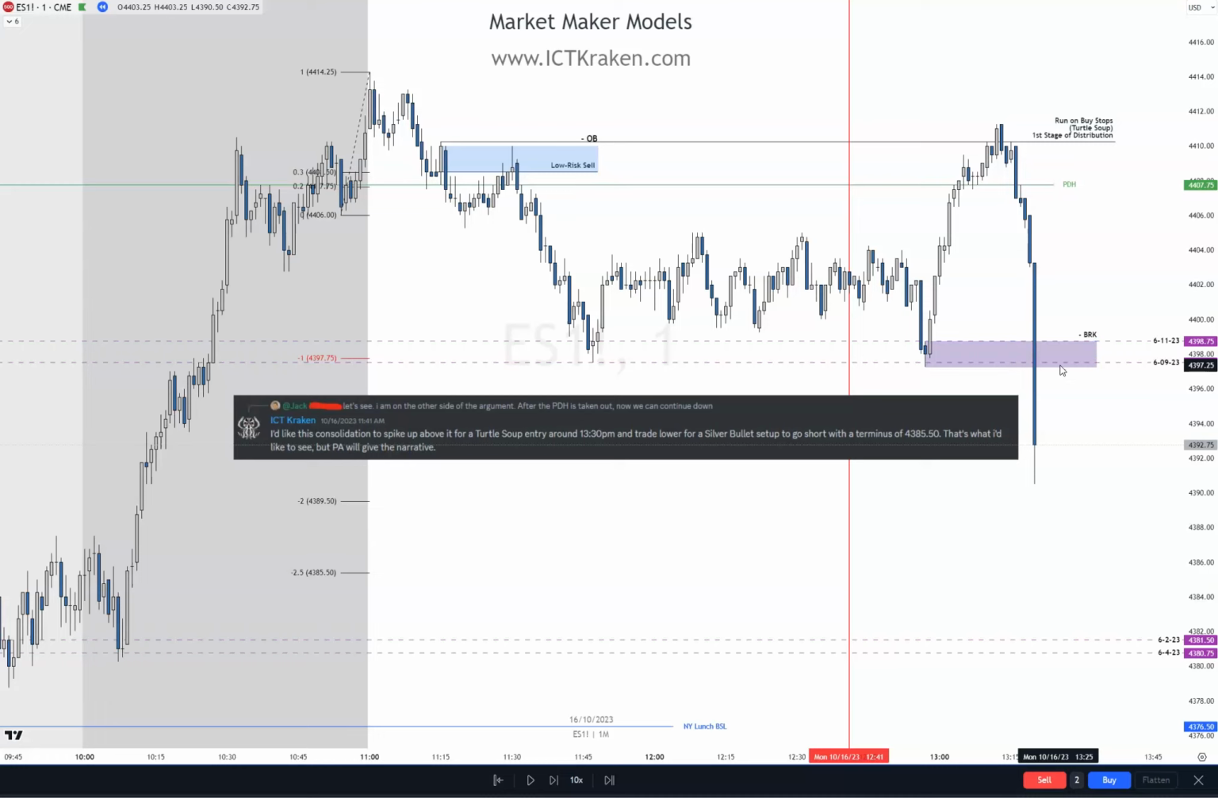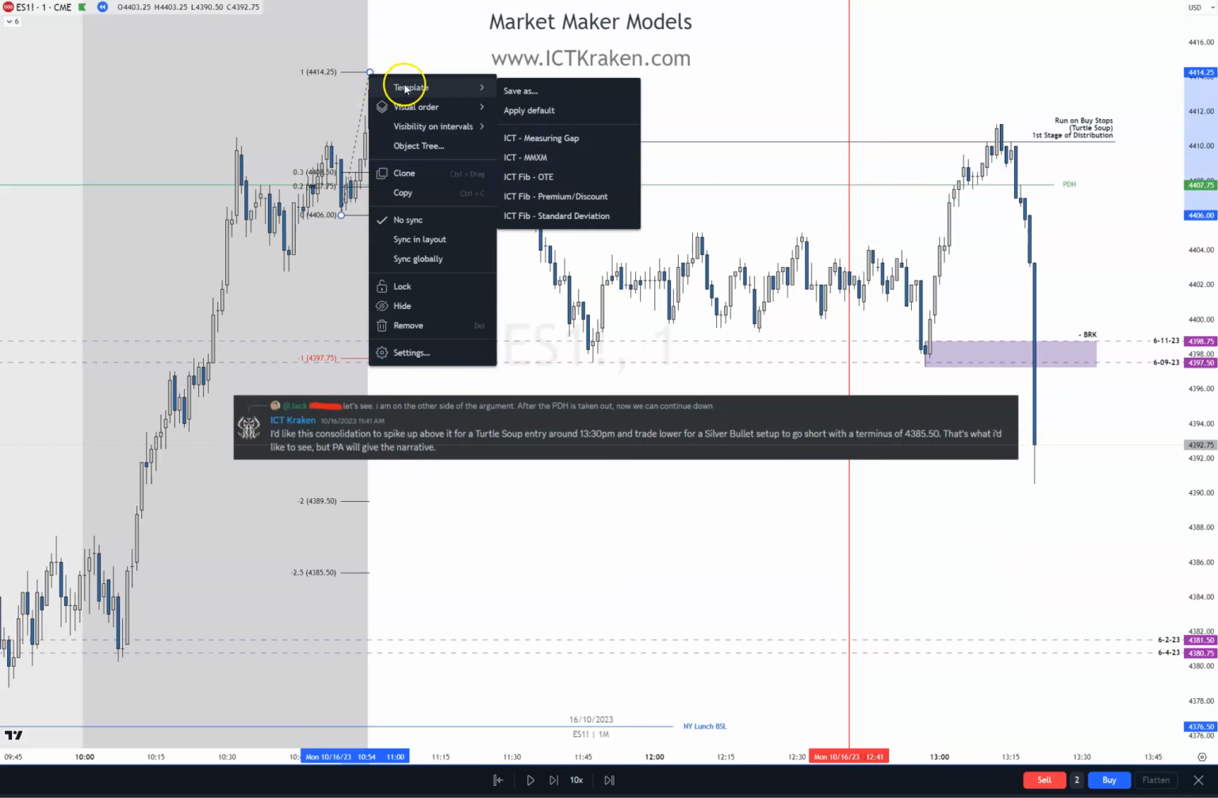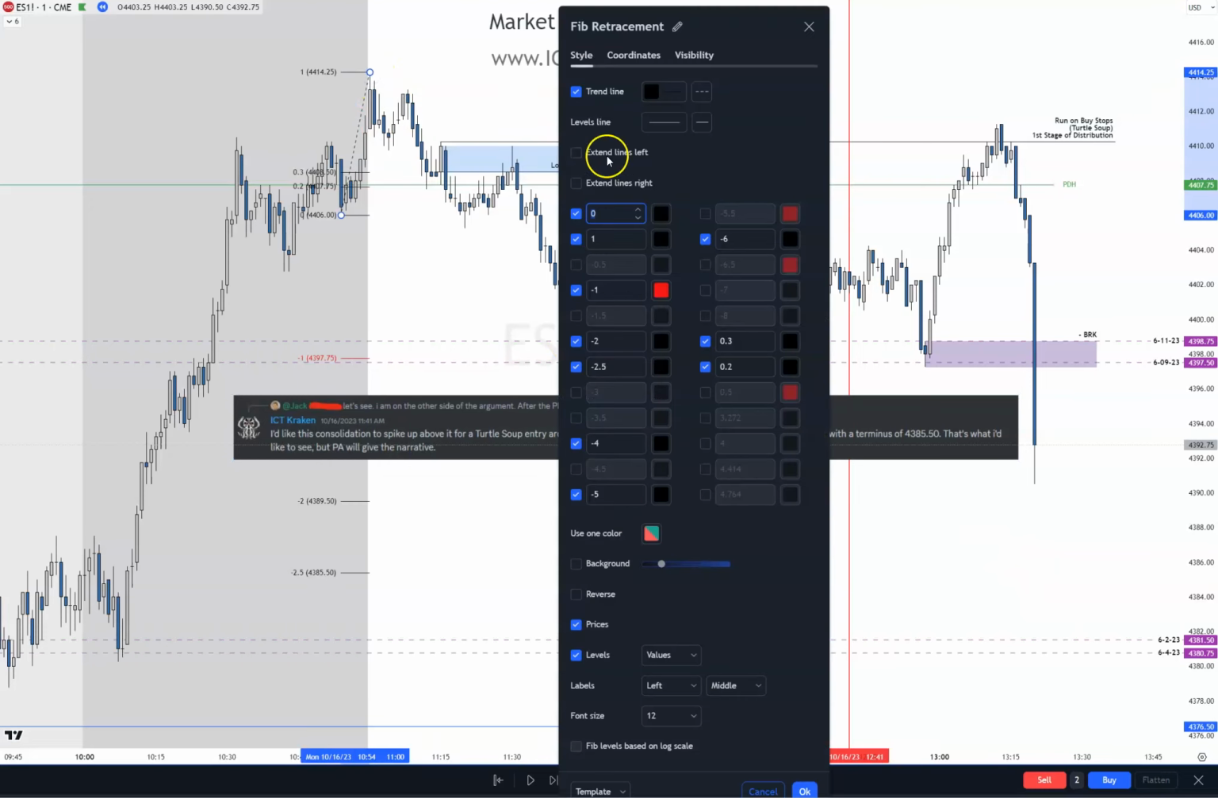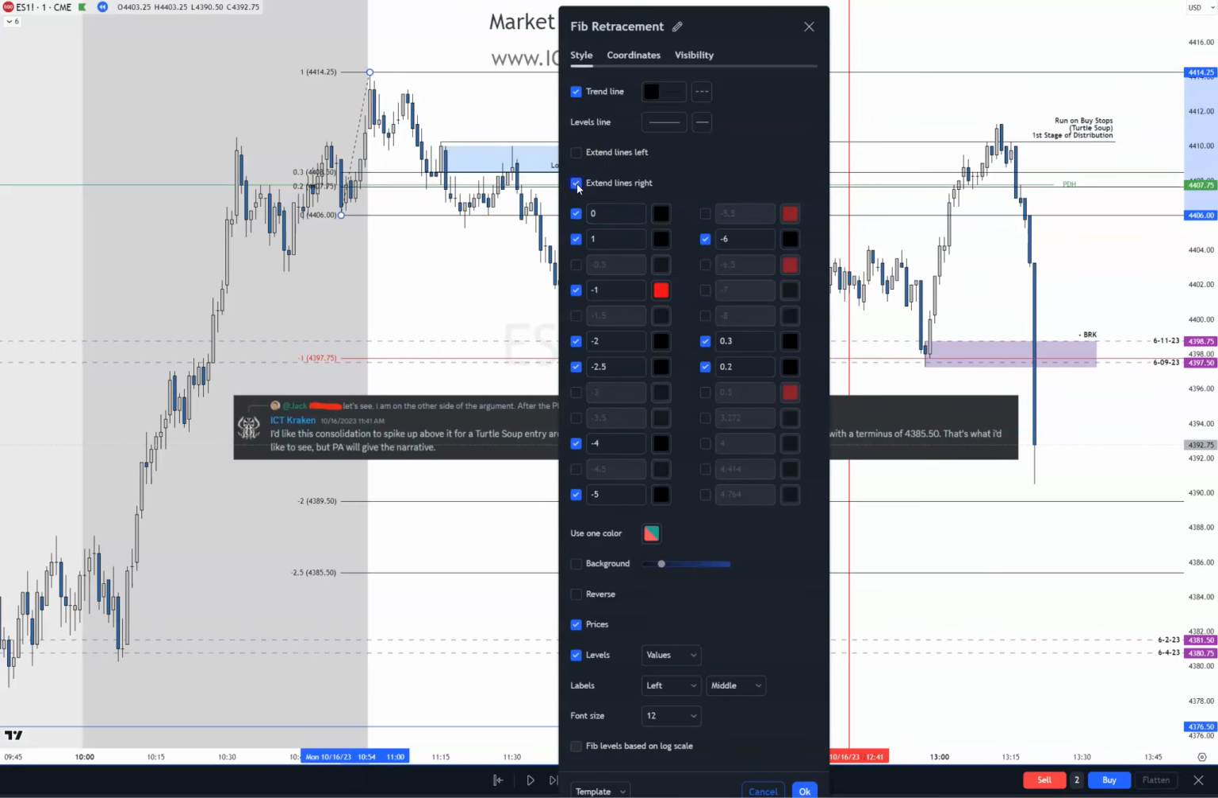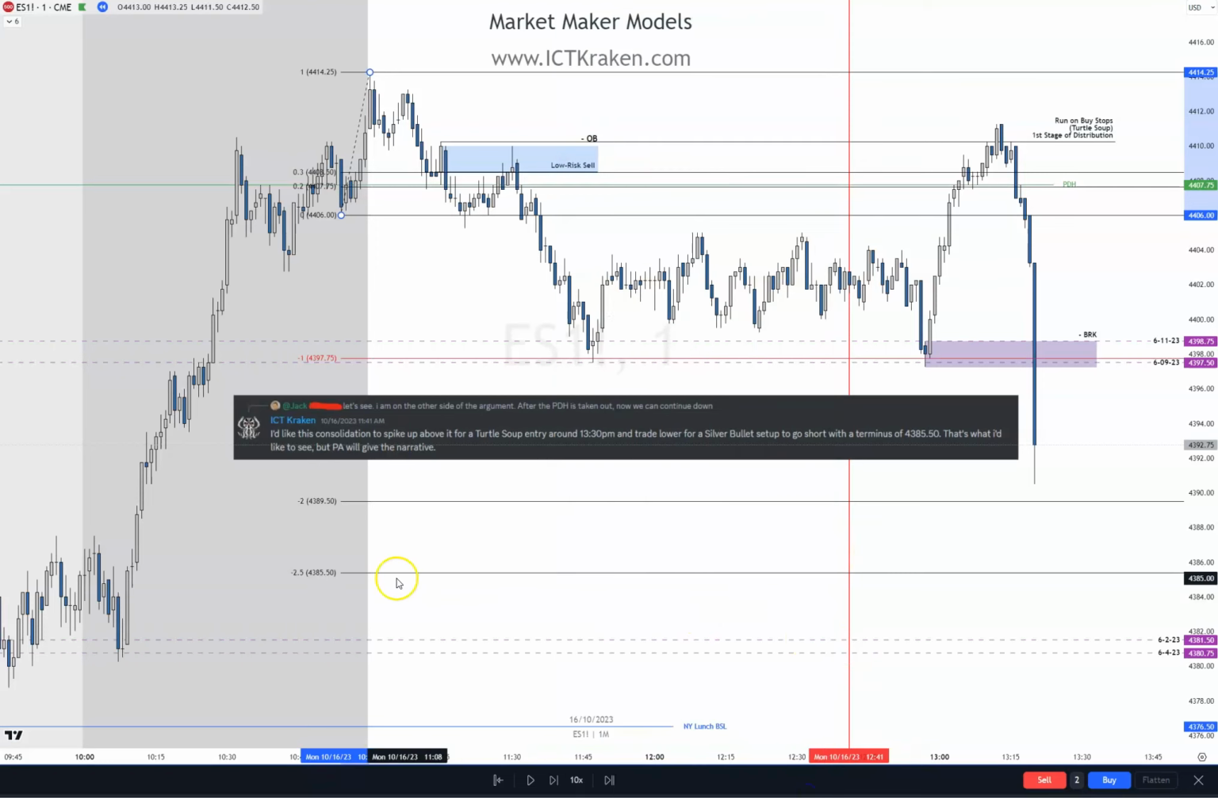And where would we be targeting? Well, right now, we're aiming for this 43.85. Okay? Let me just extend this to the right here. Extend lines right. Okay, there's our target right there.